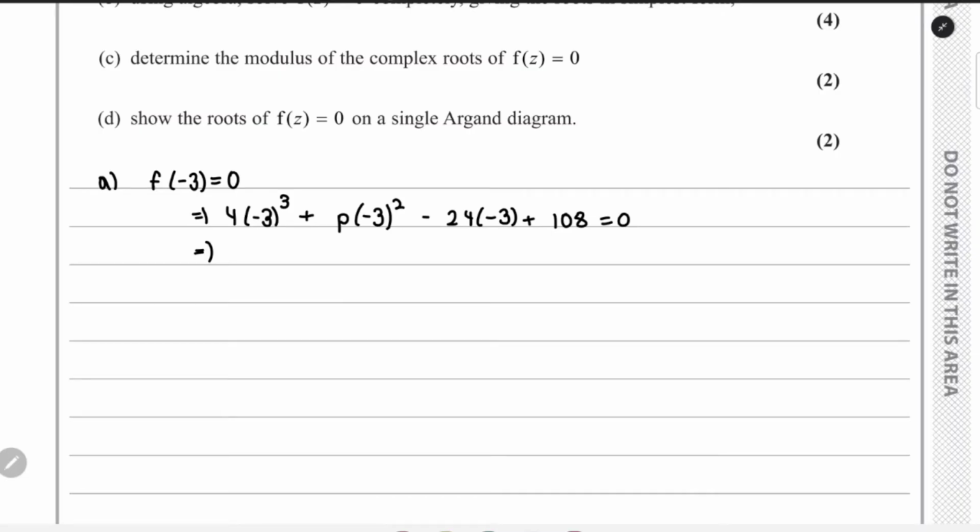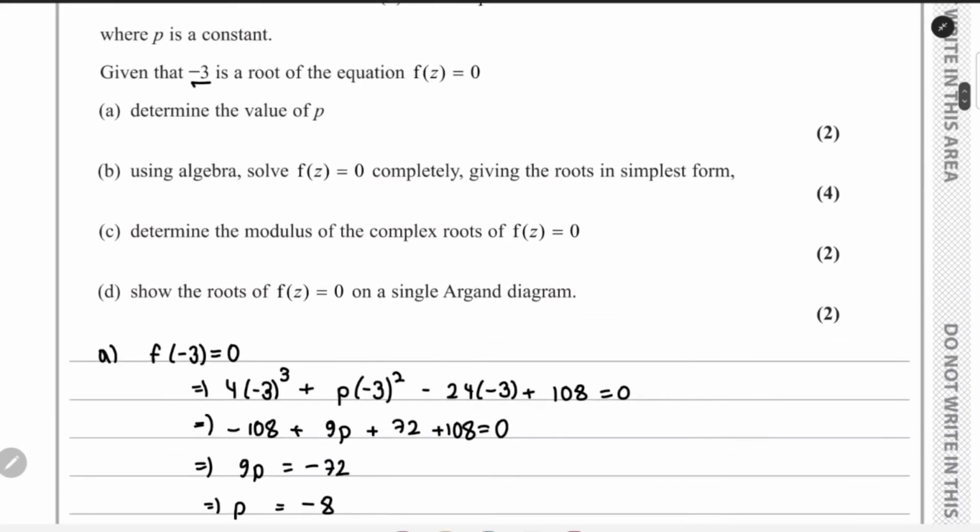4 times minus 3 cube will be minus 108. P times minus 3 square will be 9p, and minus 24 times minus 3 will be 72. Now this will be 9p equals to minus 72. The value of p will be 8. Sorry, the value of p will be minus 8.